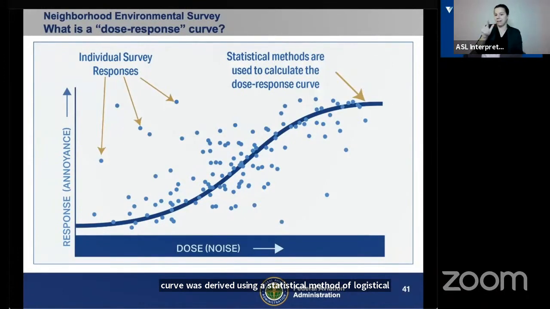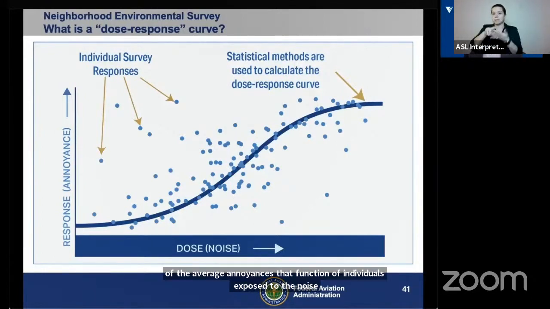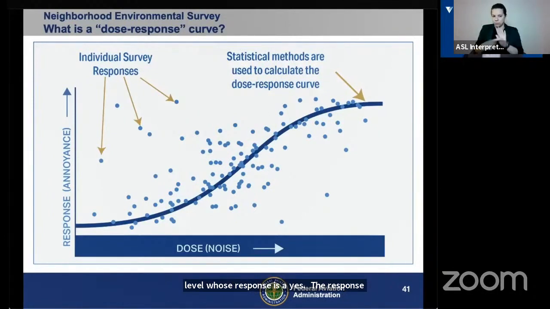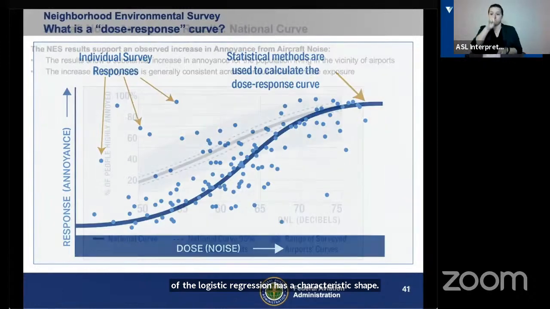The interpretation of the average annoyance at a given DNL value is the fraction of individuals exposed to that noise level whose response is a yes. The results of logistic regression have a characteristic S shape, as in the graph. Now that we understand what a dose response curve is, let's look at the curve derived from the NES data.